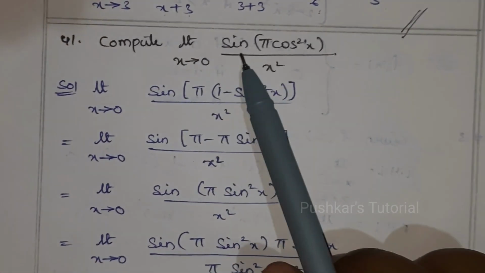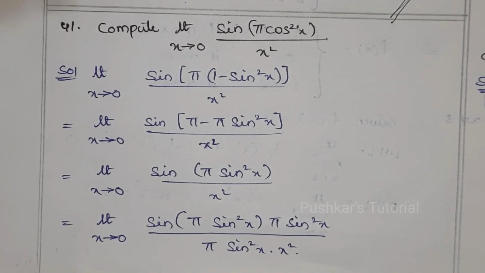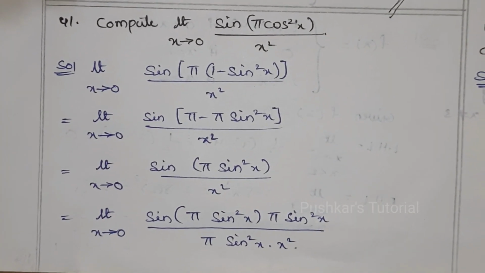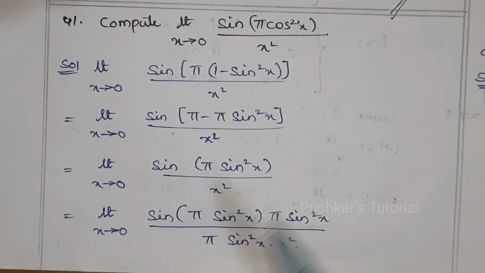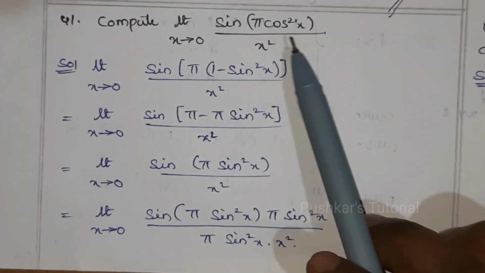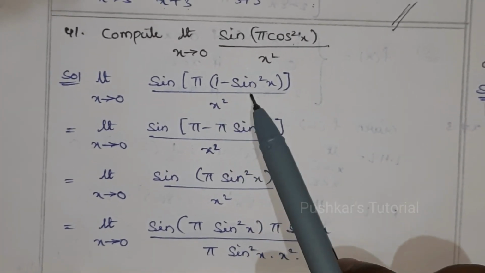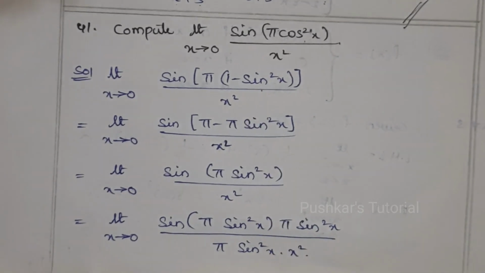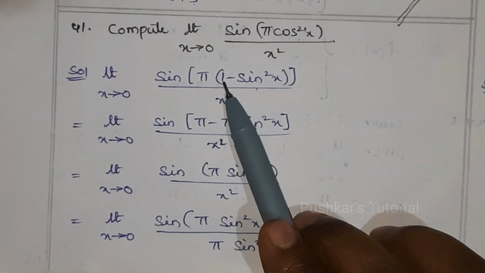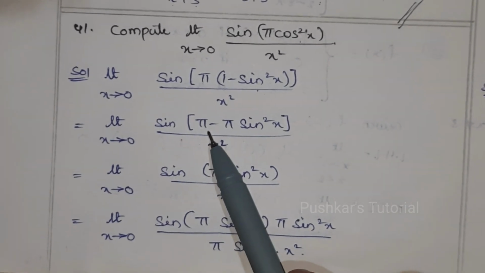Compute limit x tends to 0 of sine of pi cos square x by x square. Important question. Rarely they will give it, like once in 7 to 8 years they will repeat. So sine as it is, pi as it is. Cos square we can write as 1 minus sine square, and the denominator as it is. Multiply with pi: pi into 1 is pi, and pi sine square. Pi means 180 degrees.